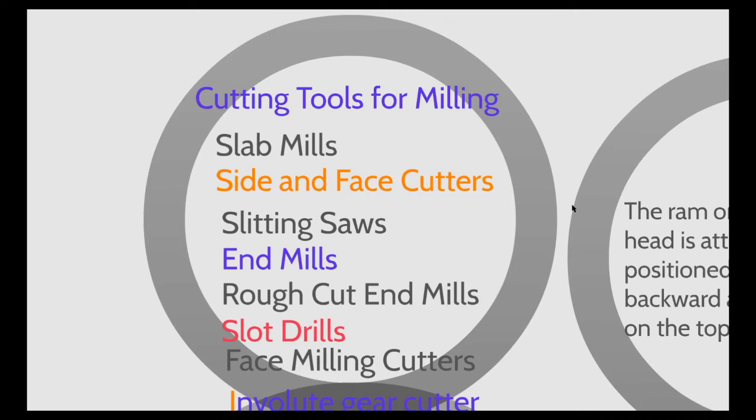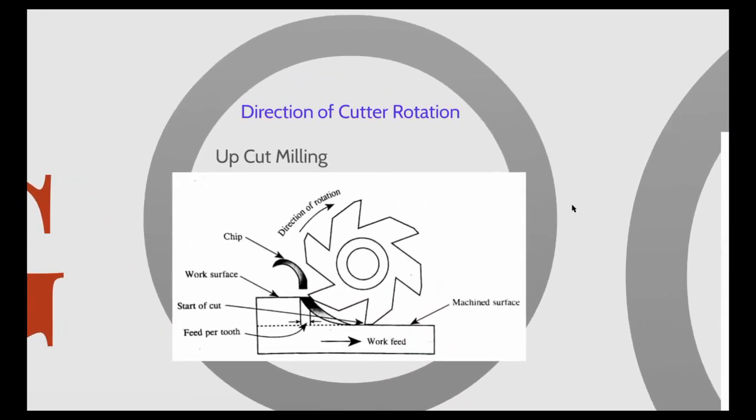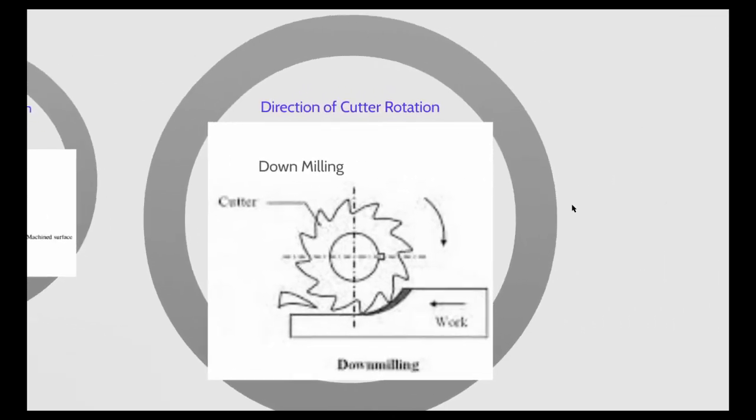Cutting tools for milling machines: slab mills, side and face cutters, slitting saws, end mills, rough cut end mills, slot drills, and face milling cutters. There are two types of rotation of the cutter during operations: up-cut milling and down-cut milling.